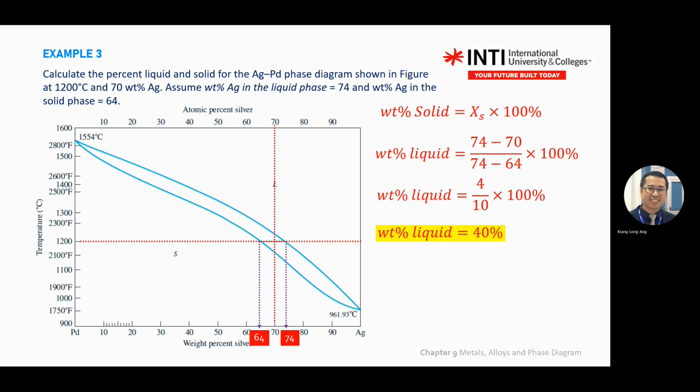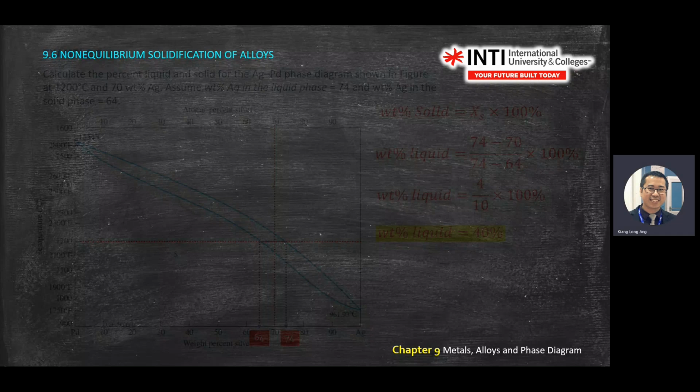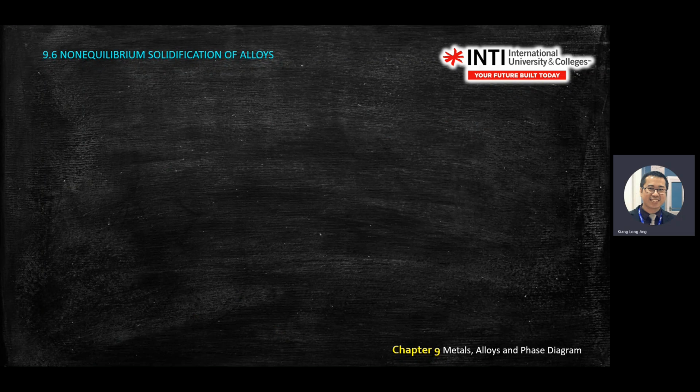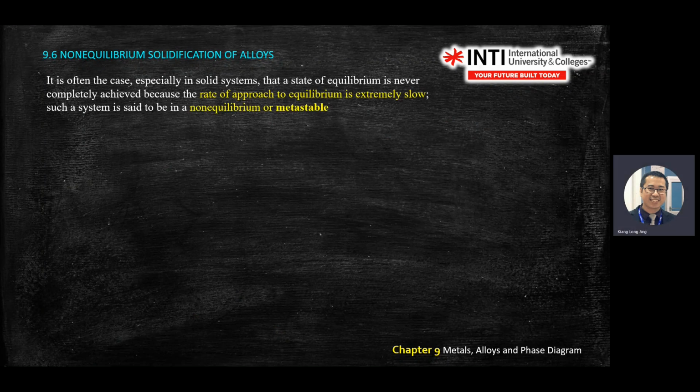Examples 1, 2, 3 follow the same procedure. Now, the previous 1, 2, 3 are equilibrium. Equilibrium means a stable state. What happens today? We learn about 9.6, which is non-equilibrium. In some cases, the state of equilibrium is never completely achieved because the rate of approach to equilibrium is extremely slow. Such a system is said to be non-equilibrium or metastable.